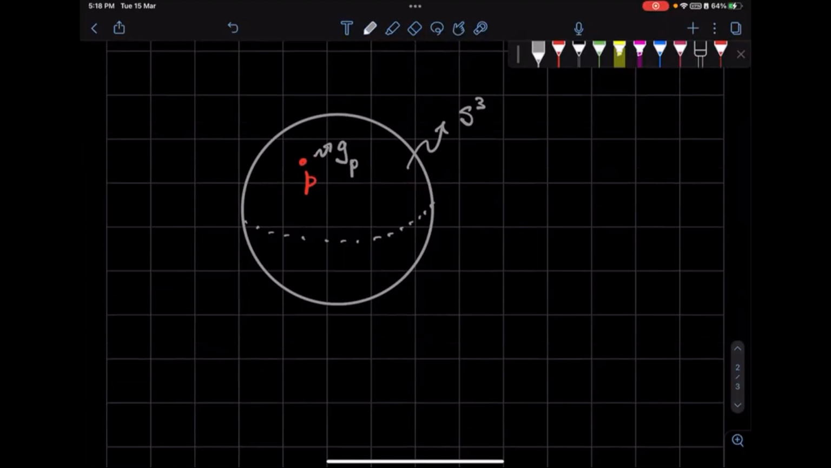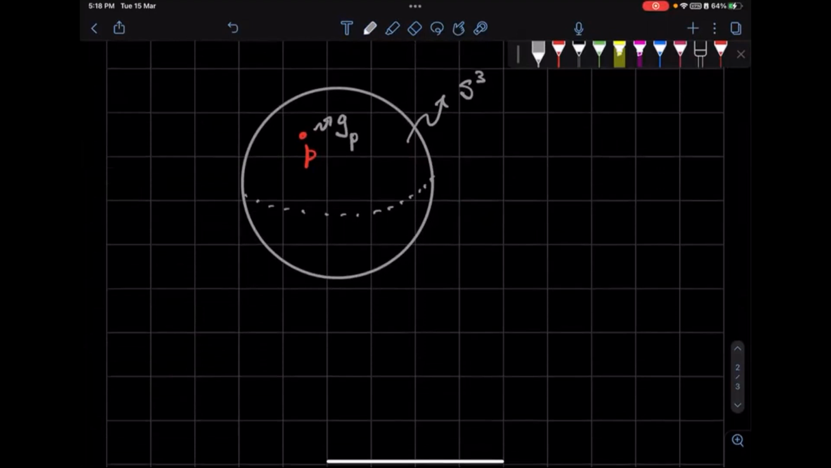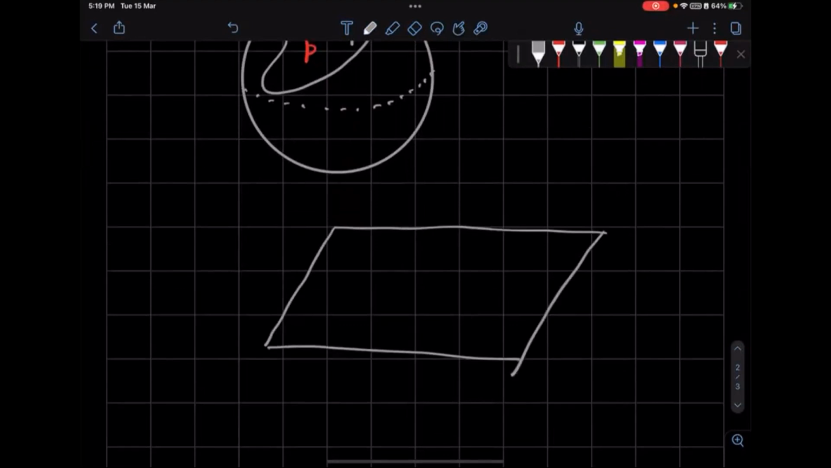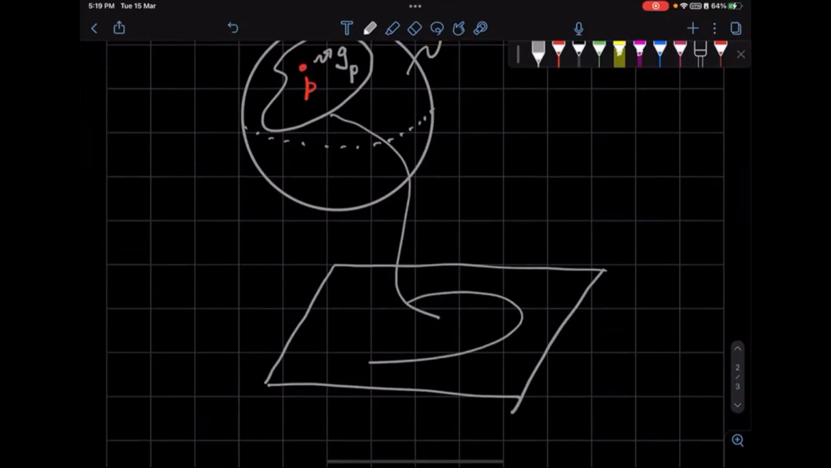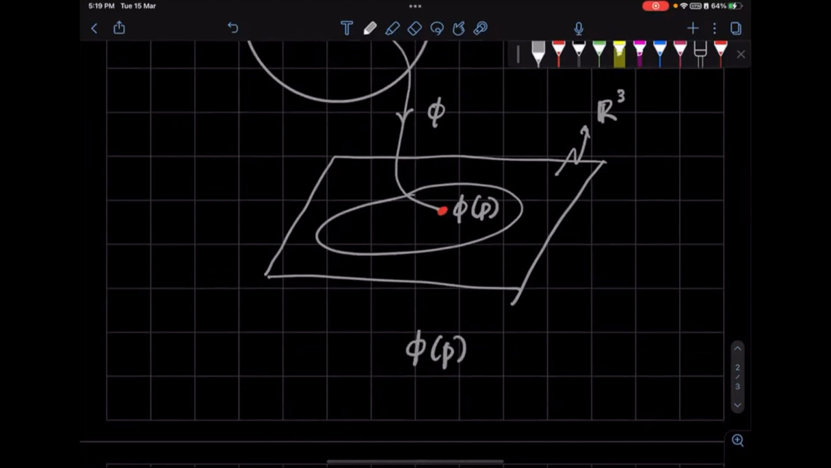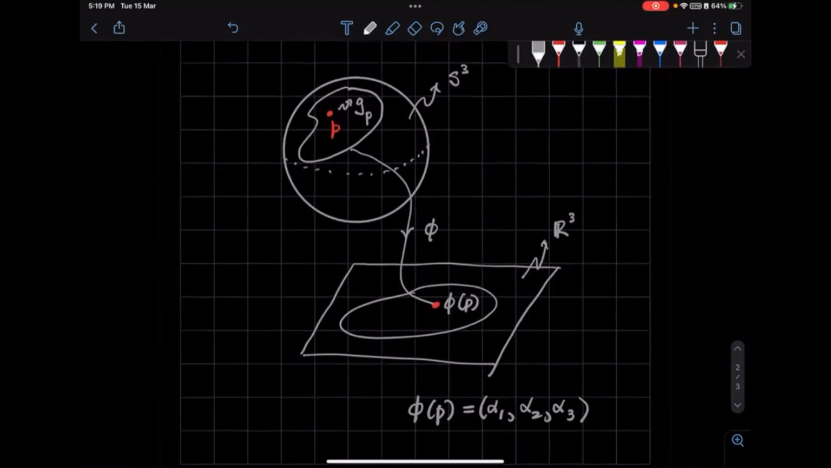And because it's a manifold, that means that we can find a local neighborhood of P such that we can find a projection such that this local neighborhood of P gets projected to a subset of R3. And this projection, this map, if you like, let's call it phi. And then the coordinates of the point P in this map is phi of P. And this phi of P is what we are calling alpha 1, alpha 2, alpha 3. Okay? So this is what it means.